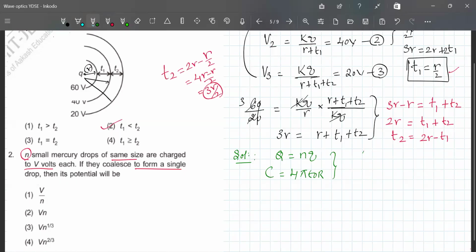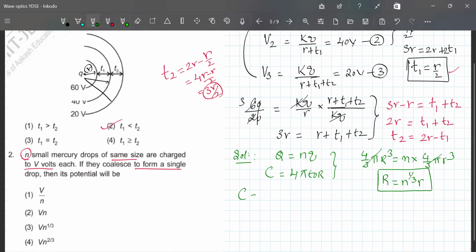So 4/3 pi capital R cube equals, this is the big single drop. This will form because of n small droplets. So we can write n into 4 by 3 pi small r cube. This 4 by 3 pi gets cancelled. Then R equals n power 1 by 3 times small r. This is the relation between capital R and small r.